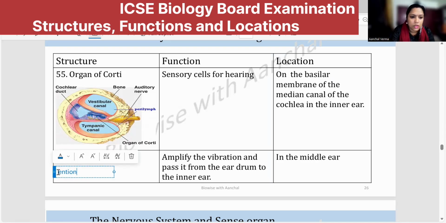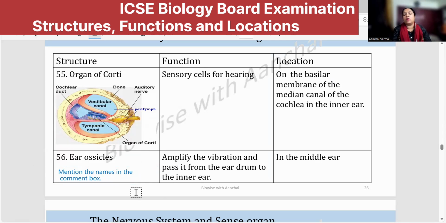Mention the names in the comment box. Chalo, fast. Let me see how many of you can know the name of the ear ossicles. Mention the name of the ear ossicles in the comment box.